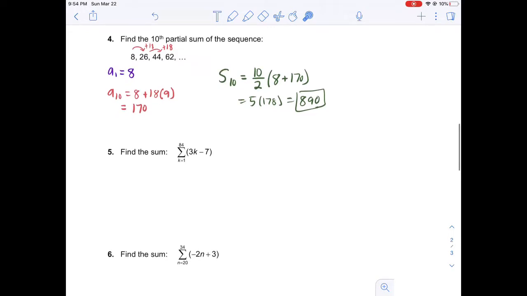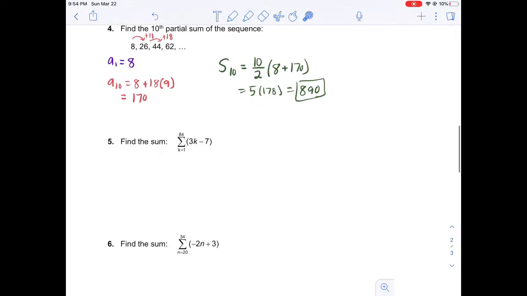So let's do another one. This time they gave it in our sigma notation, but it's still the same thing. Find the partial sum from term 1 to term 84, and then they actually gave us the formula. It's 3k minus 7, and because there's a multiplier and it's going up from -7, we can see here that this is going to be an arithmetic sequence.